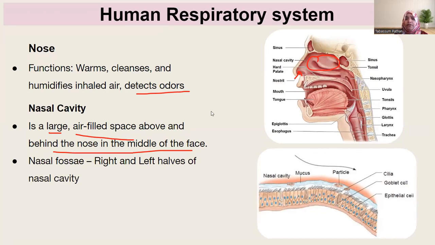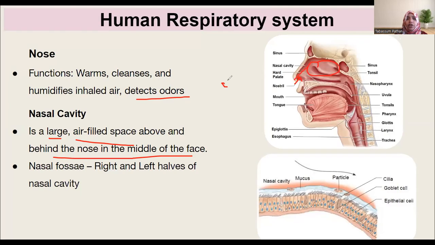And then you have the nasal fossa, which divides the right and left halves of the nasal cavity. You have the nose, and then let's say you have the two holes over here. You have the middle septum, which divides the nose. You have this nose, and then you have the middle septum. So that's your nasal fossa, which divides the nose into right and left.